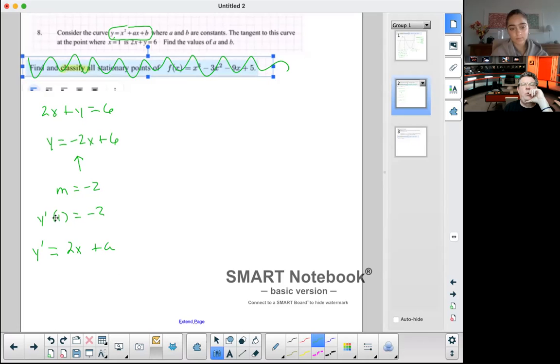And doesn't this give us an ordered pair for the derivative? This y prime of 1 equals -2? What's an ordered pair? An xy coordinate. Okay. When x equals 1, y prime equals -2. Which we can then plug in here. -2 is equal to 2 times 1 plus a. Okay. So -4 equals a.